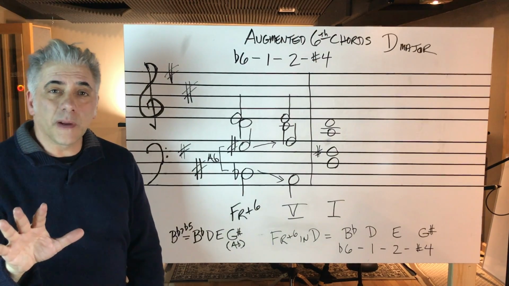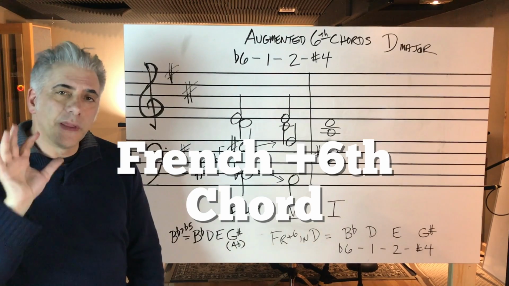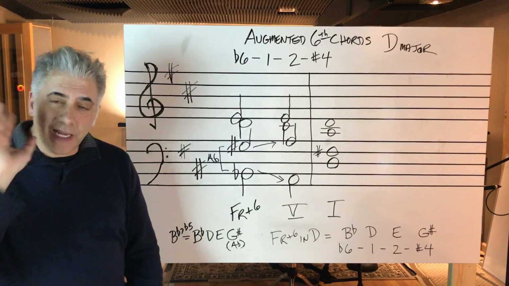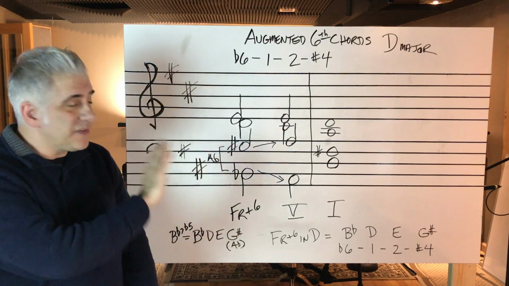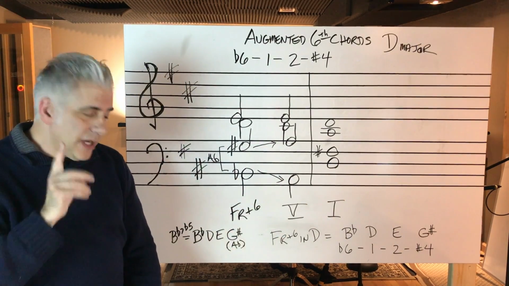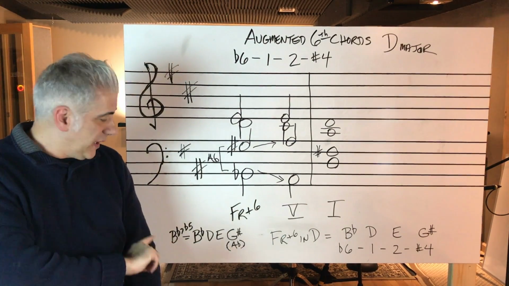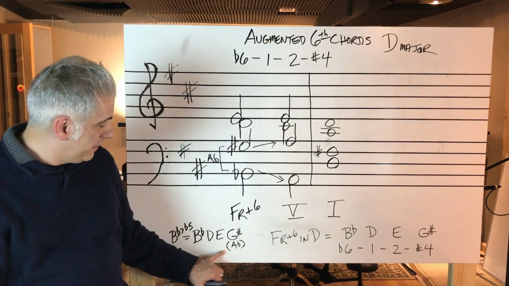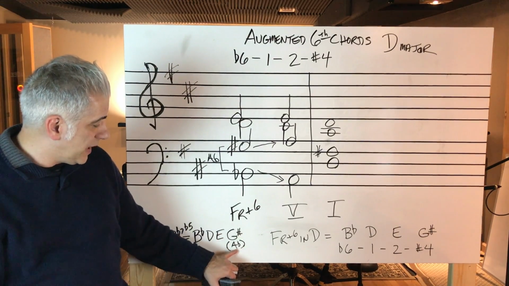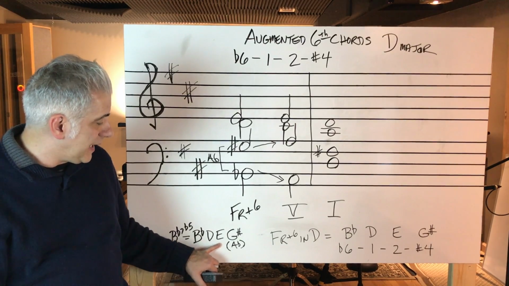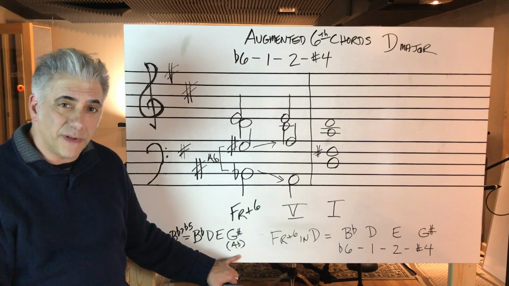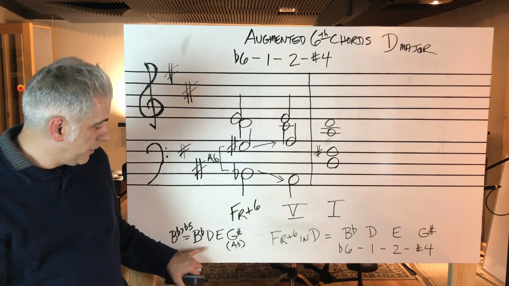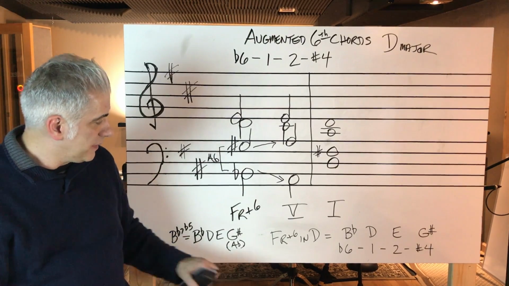Okay, next thing we're going to talk about is the French 6th chord. The French 6th chord comes from the whole tone scale. The sound of it to the ear, for this example, I'm using D major. To the ear, this French 6th chord in this case would sound like a B flat 7 flat 5 chord, because if you spell them, if you change this G sharp to A flat, you have the notes B flat, D, E, A flat, which is a B flat 7 flat 5, the E being the flat 5 here. So you get root, 3rd, flat 5, flat 7.